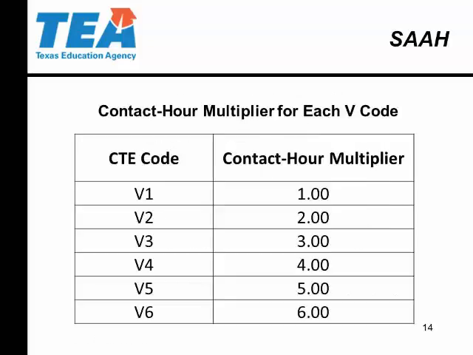Here is the contact multiplier for each V code. Essentially, V1 is 1 contact hour, V2 is 2, all the way down to the maximum of 6. So you can use that when we're determining. I have a slide that has an example at the end of the presentation where we use this information.